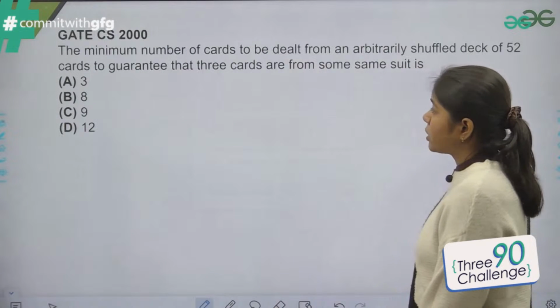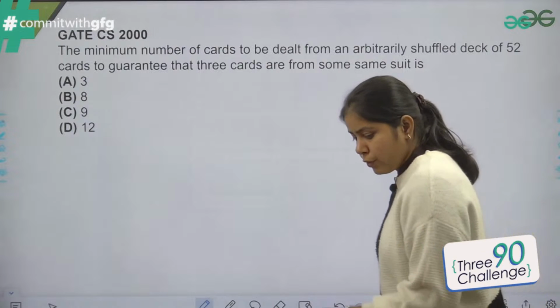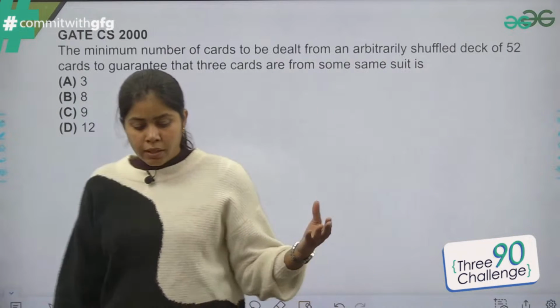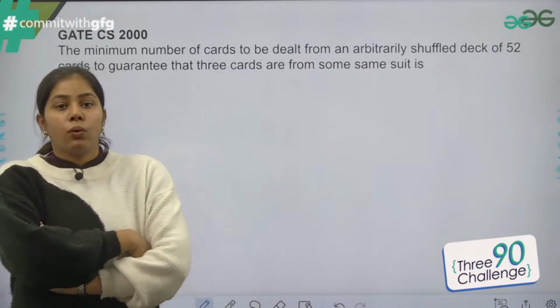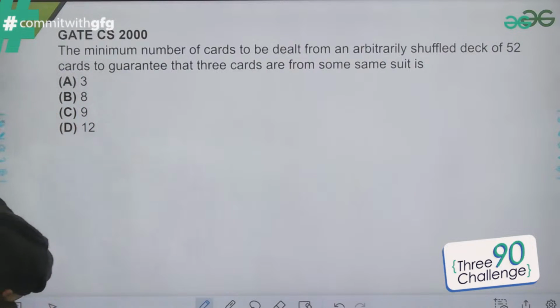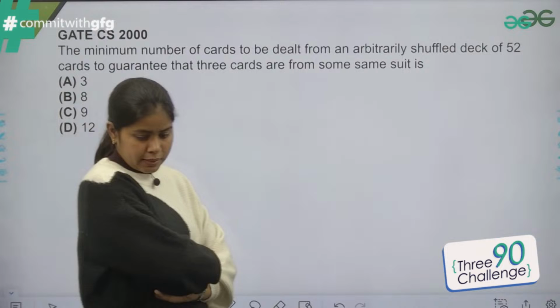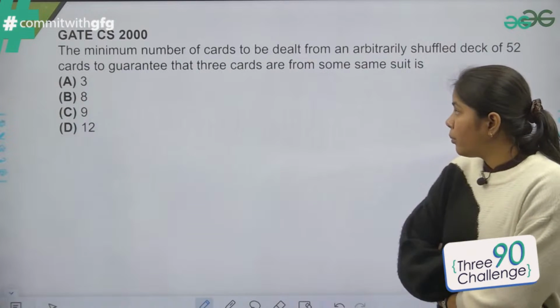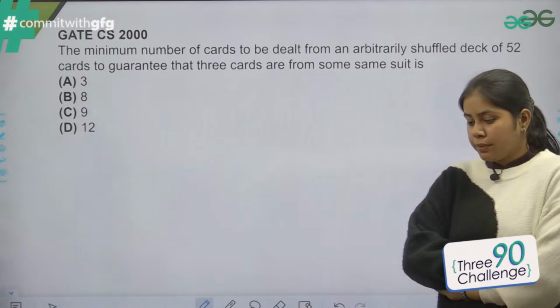Guys, this is a question from combinatorics. If you have heard of the pigeonhole principle, this is a question from the pigeonhole principle. The question says: the minimum number of cards to be dealt from an arbitrarily shuffled deck of 52 cards to guarantee that 3 cards are from the same suit is? What would be the minimum number of cards? Tell me, guys.